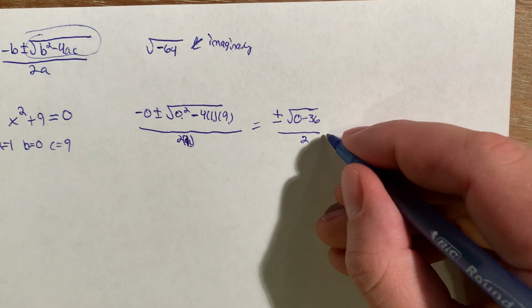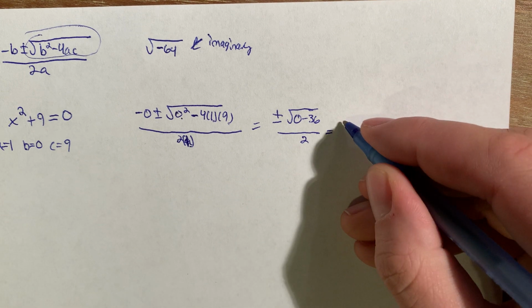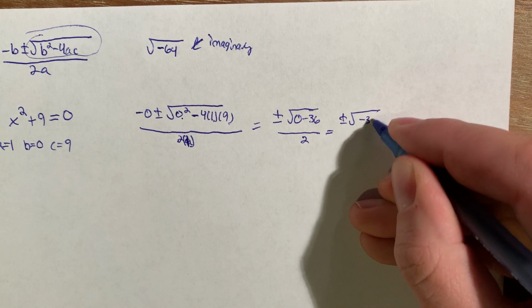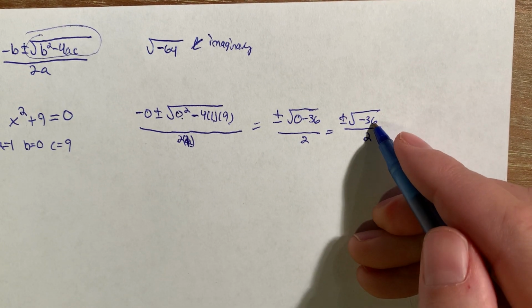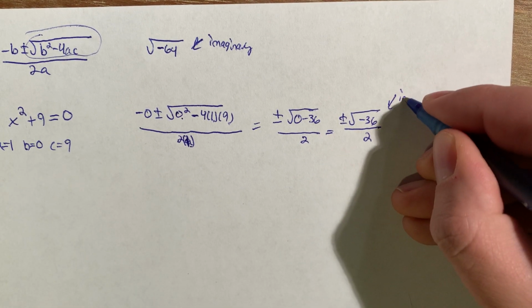So we get plus or minus the square root of -36 divided by 2. This is the square root of a negative. It's imaginary.